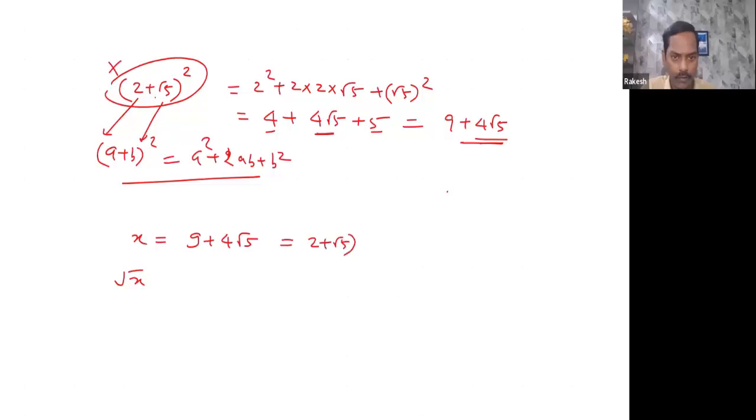Right? So under root of x would be what? Under root of this. So this should become 2 plus root of 5. But how to get 2 plus root of 5? If I have been given only this term and we have to find the square root of it, how do I get 2 plus root of 5? So that is what we have to do.